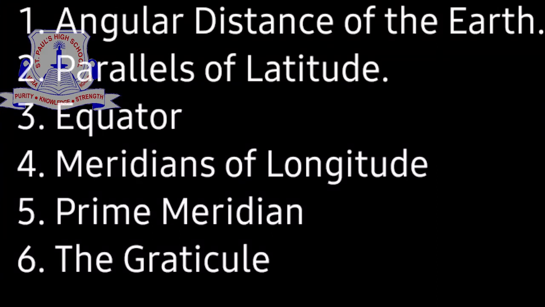Since we have almost completed this chapter, now let's go through which topics we have covered in this chapter. The topics which we have covered are angular distance of the earth, parallels of latitude, equator, meridians of longitude, prime meridian and the graticule. That's all for today's chapter.